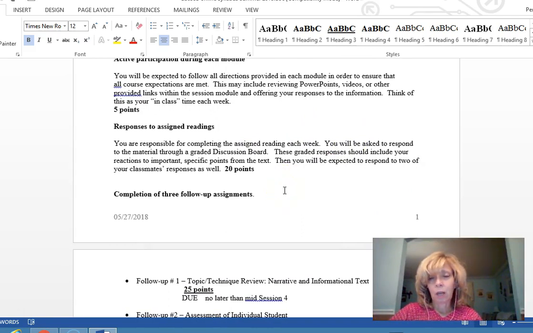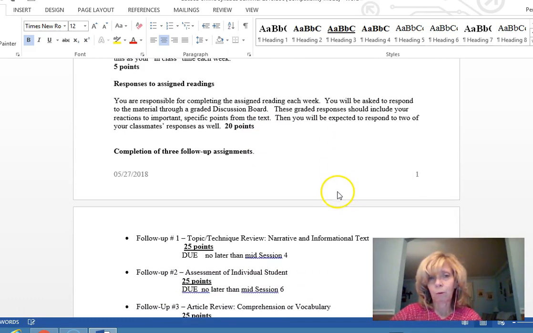Then you will be assigned a reading every week, and there will be a discussion board reflection after those reading assignments. Now these are the bigger graded discussion boards. You'll be required to post your first initial response by Thursday and then 2 responses to classmates by Sunday. That will be 20 points of your grade, and there will be 5 of those discussion boards, so that will be 4 points each. Okay?